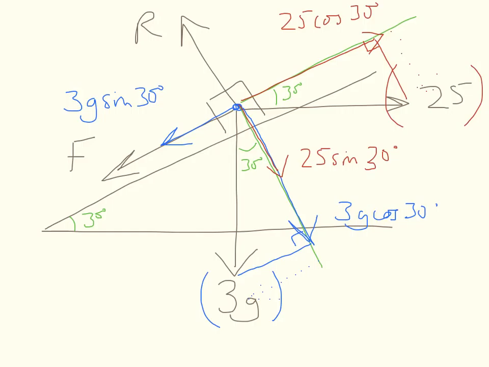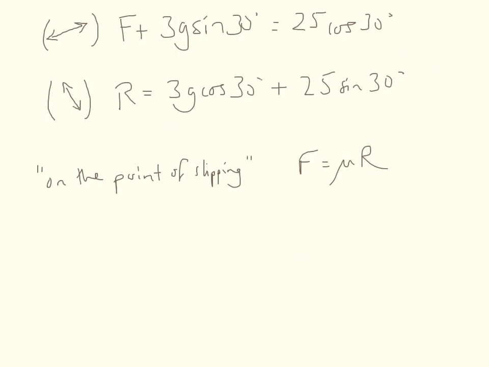Perpendicular to the plane, we've got R out of the plane is equal to 25 sine 30 plus 3g cos 30 into the plane, and parallel to the plane we've got F plus 3g sine 30 equals 25 cos 30. So we'll put those into equations. Here are those three equations as we planned.